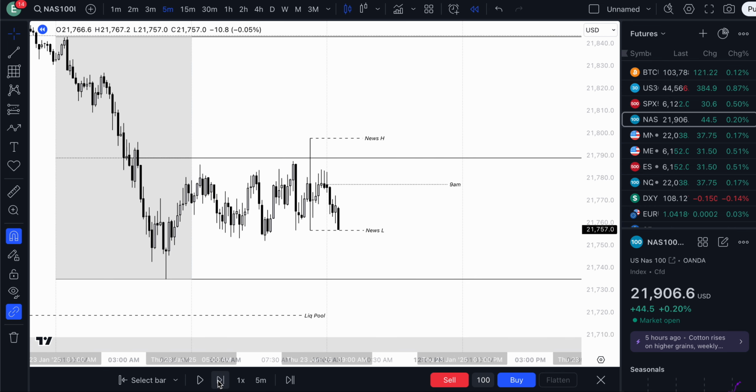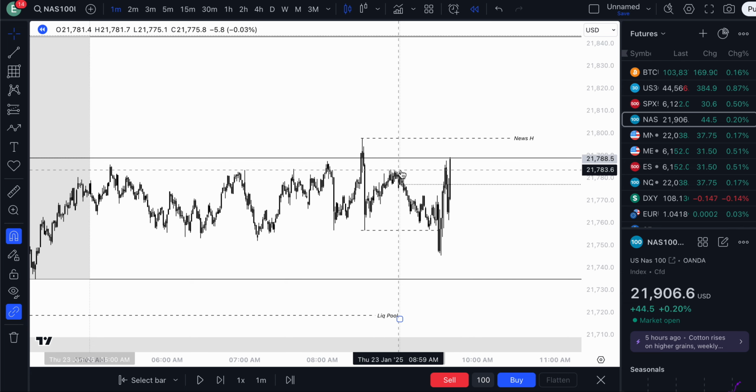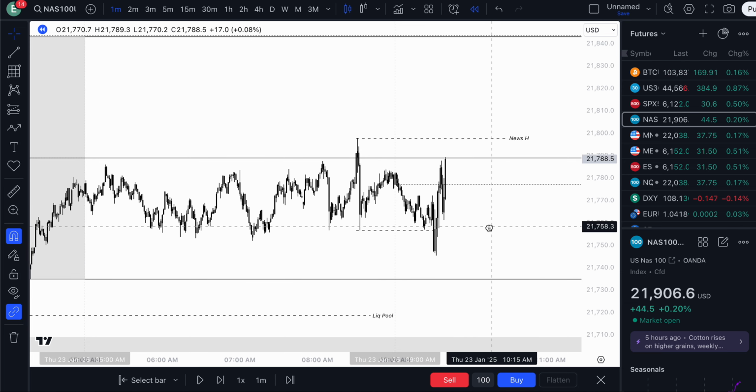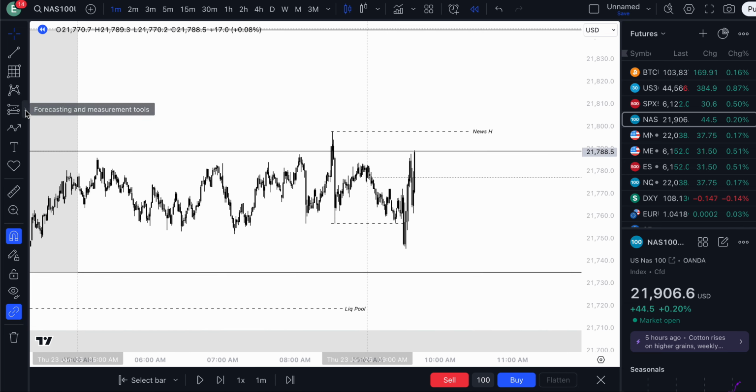Takes out the news right there. On the 1 minute, it also swept out. If you just look from here, 5 a.m. to 1 a.m. or to 9 a.m., that's also a 4-hour candle range.